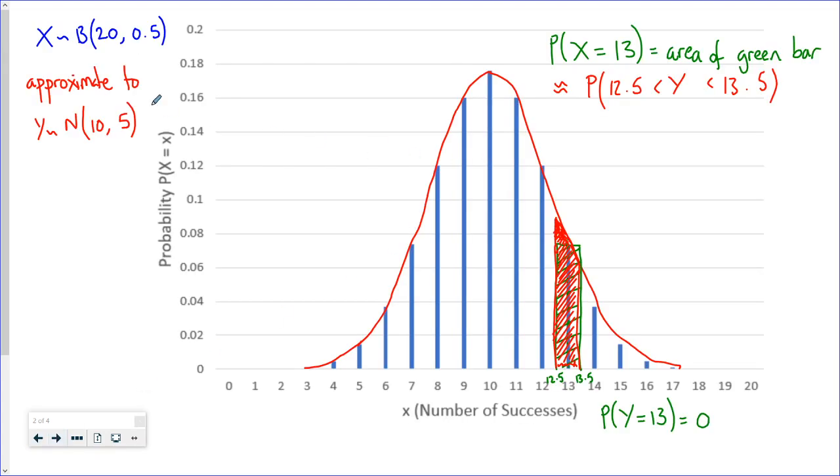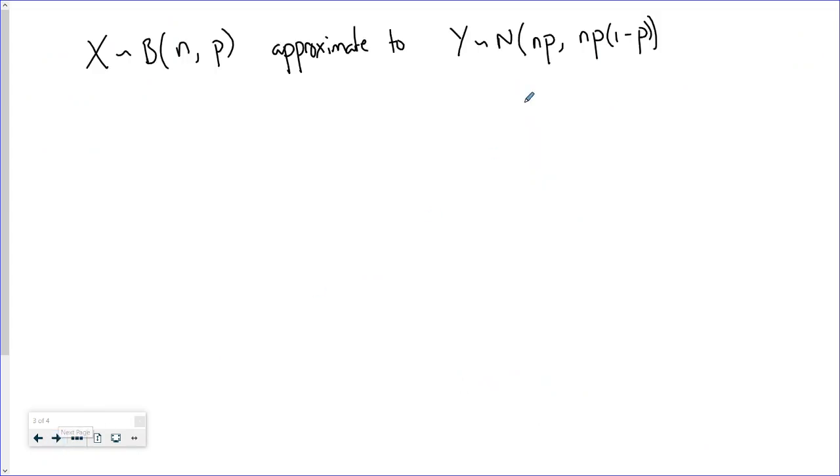If you look back at the example that we did here, we had 20 trials, the probability of success was 0.5, so the mean of X is 10, which is where we get np from. You might also see this written as mu is np, and sigma is the square root of np(1 minus p). Here I've written the variance, which is np(1 minus p), and they've just square rooted it to give the standard deviation.